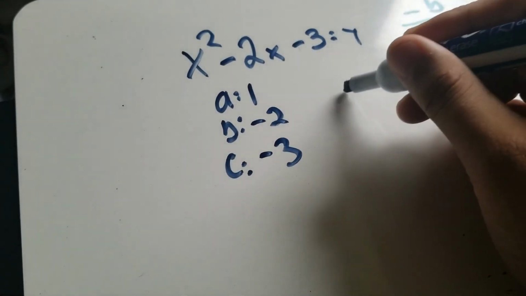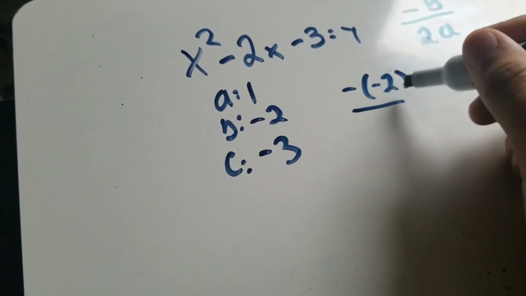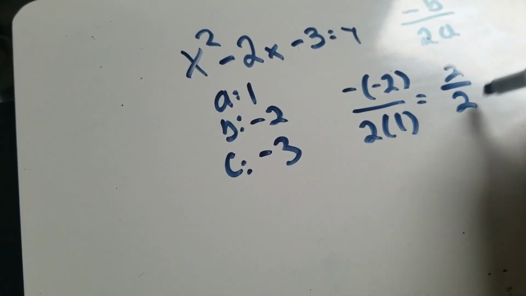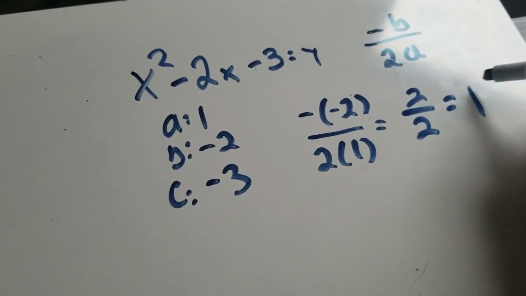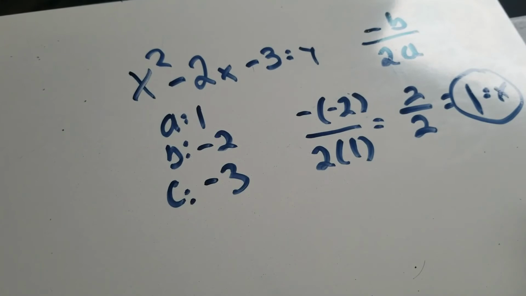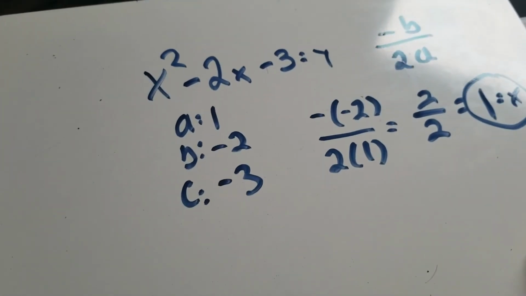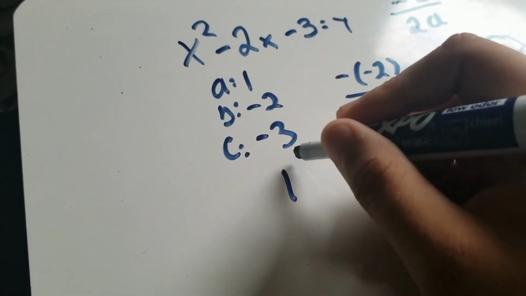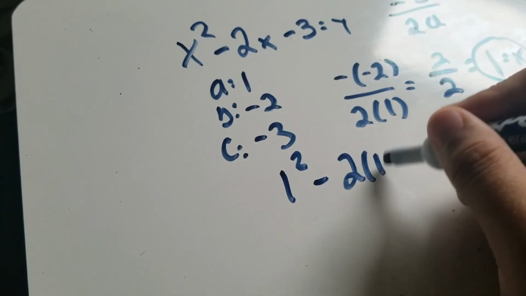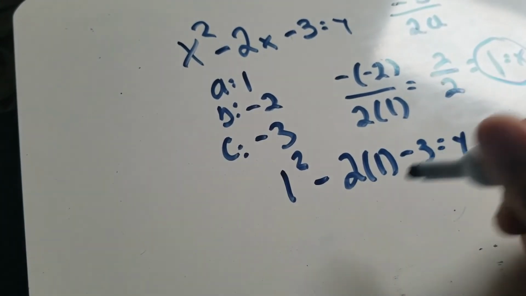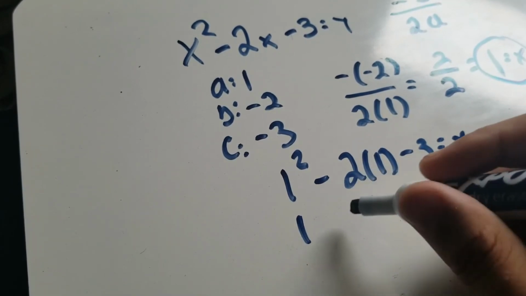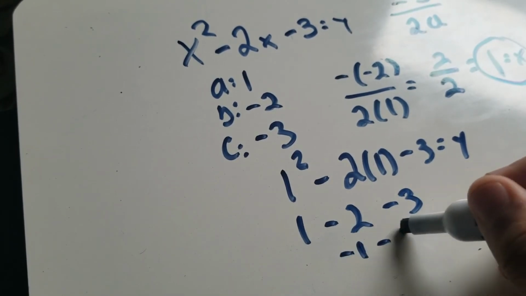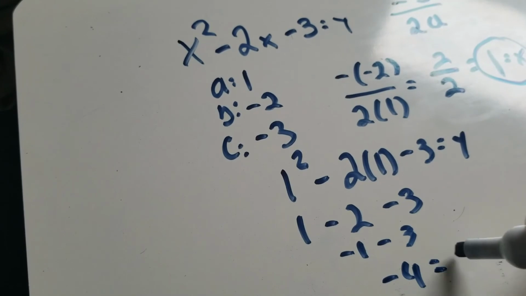All right, let's plug it into the equation. -b is -(-2), over 2 times 1. A double negative becomes a positive, so it's 2 over 2. And 2 divided by 2 is simply 1. So 1 is the x of your vertex. Okay, what am I going to do to the x of the vertex to find my y? Well, I'm going to take that x and plug it into the original equation. So we get 1 squared minus 2 times 1 minus 3. So 1 squared is 1. -2 times 1 is still -2. Minus 3. 1 minus 2 is -1. -1 minus 3 is -4. So your y is -4.